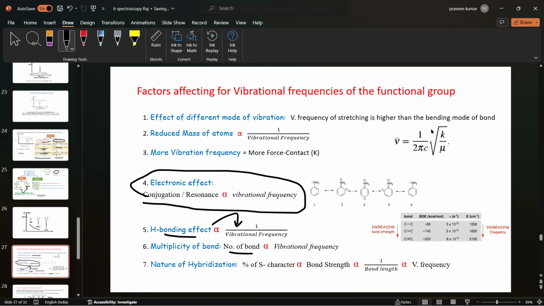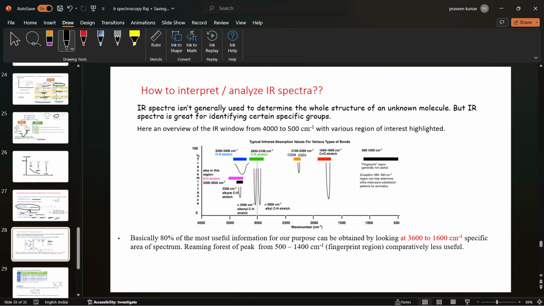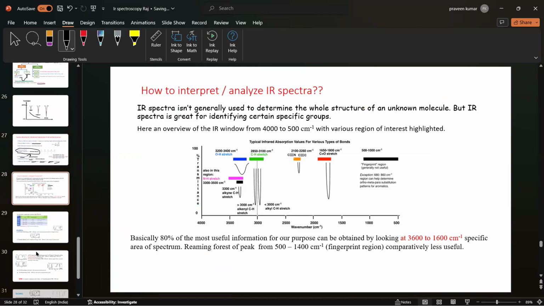As we know, as the percentage S character increases, the electronegativity increases, the bond strength increases, the bond length decreases, and the frequency increases. So these are the different factors.